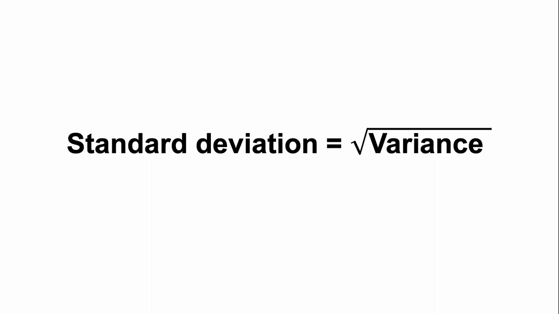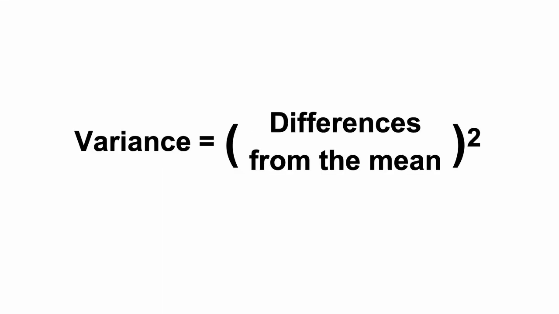Okay, standard deviation is the square root of the variance. Simple enough. So how do we work out the variance? Variance is the average of the squared differences from the mean. Let me break it down.